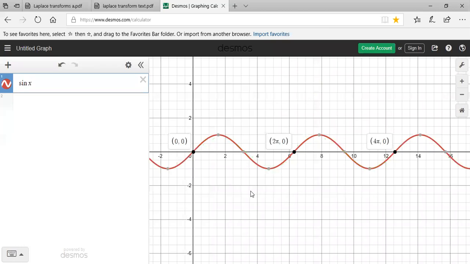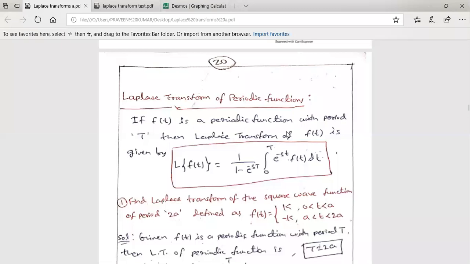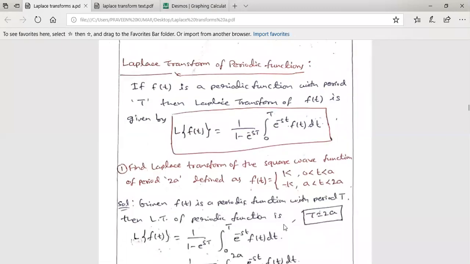Either you take from minus pi to pi, or 0 to 2 pi. If you take minus pi to pi also, you get the same graph, and the same graph we get from pi to 2 pi. So finally, periodic functions with a period T are defined using f of x plus T is equal to f of x. Now for these periodic functions, we are going to find the Laplace transform.